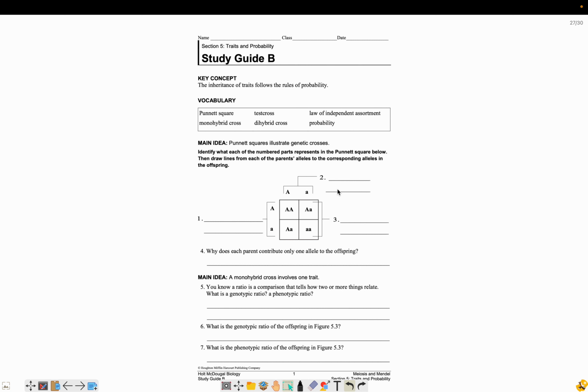And then right here, these four are going to represent the possible genotypes of the offspring. Possible genotypes of the offspring.